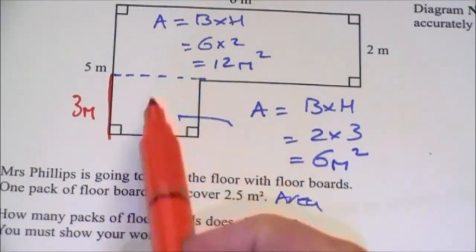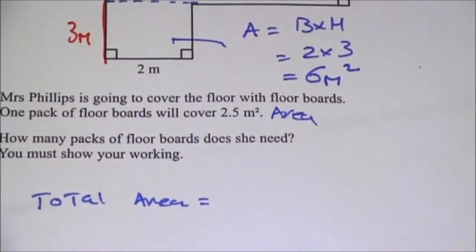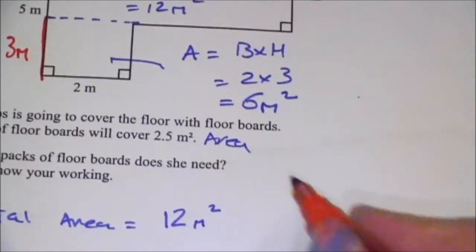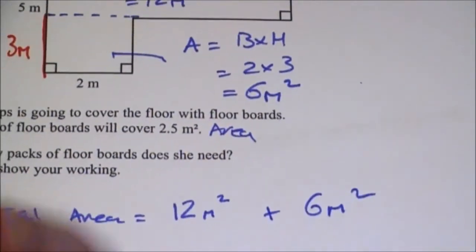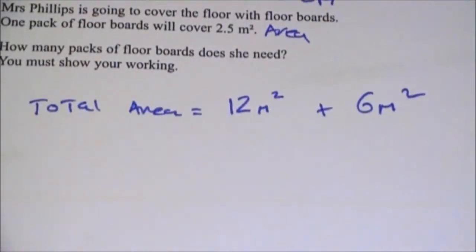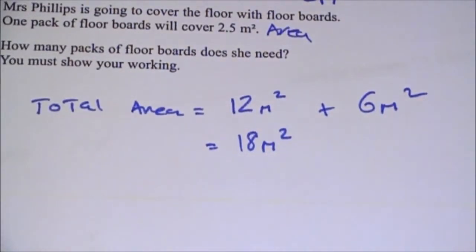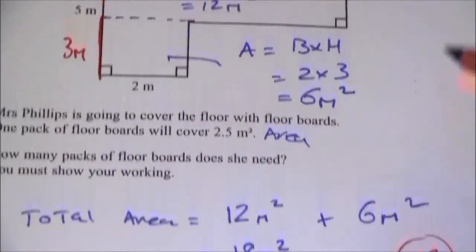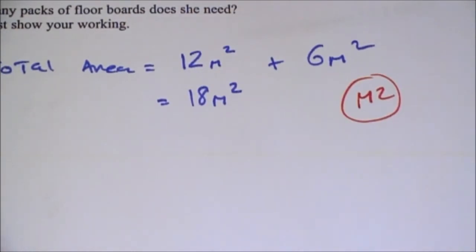Now I know the area of that shape and the area of that shape, I can find the total area. I'm going to call it total area because I'm going to show the examiner what I'm doing. I'm going to take that 12 meters squared and add it to that 6 meters squared, because the total area of the floor is the total area of this part, add that part. So my total area is actually 18 meters squared. Now at this point I've got 2 marks. I get 1 mark for showing that I know how to find the area of one of the shapes, and the second mark for finding the other and combining them.